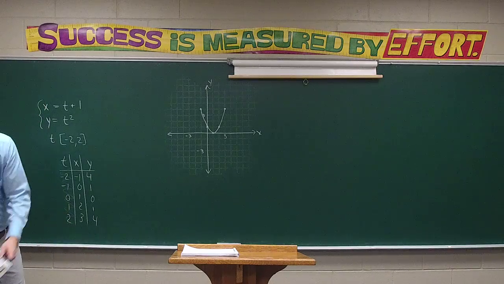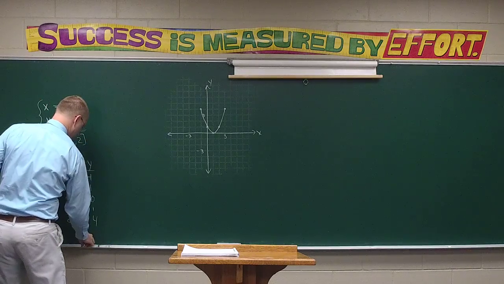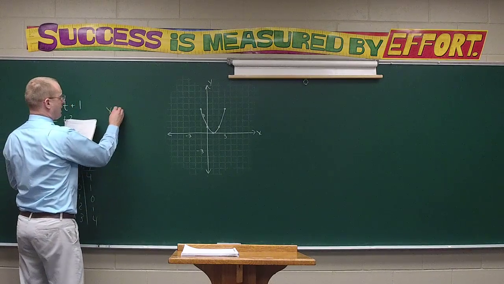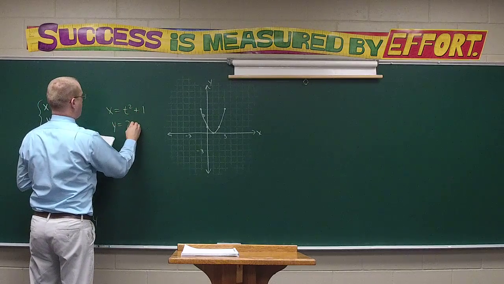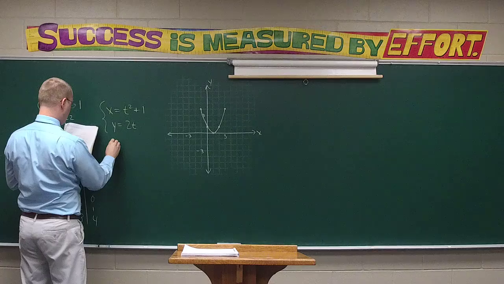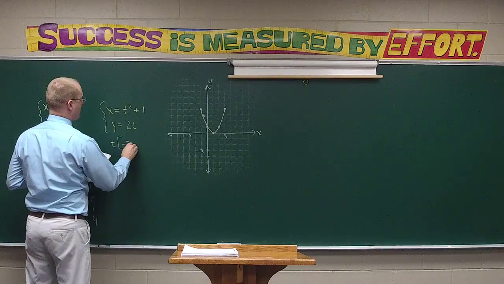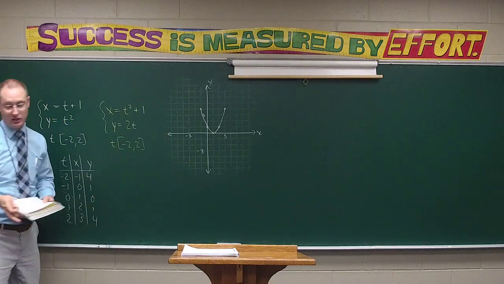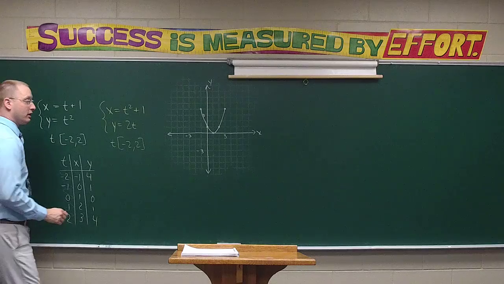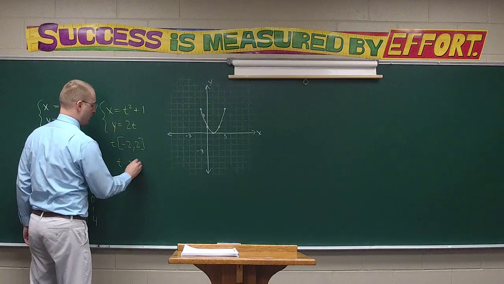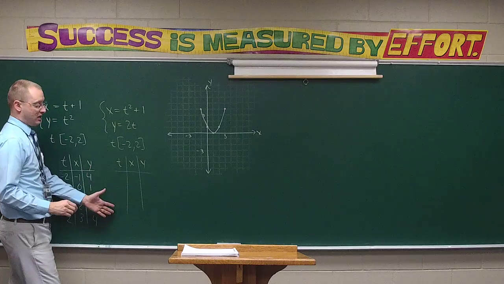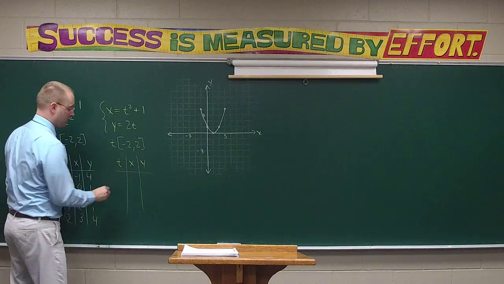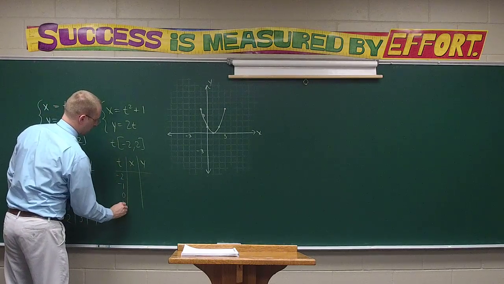For number 10, we were given that the x, in fact, let me do yellow here. We were given that the x is equal to t squared plus 1. We were given that y is equal to 2t. And then we were told that once again, t is between -2 and +2. So once again, Jamie, as we set up our t, x, y table, we're going to plug in the easy values for t. -2, -1, 0, 1, 2.